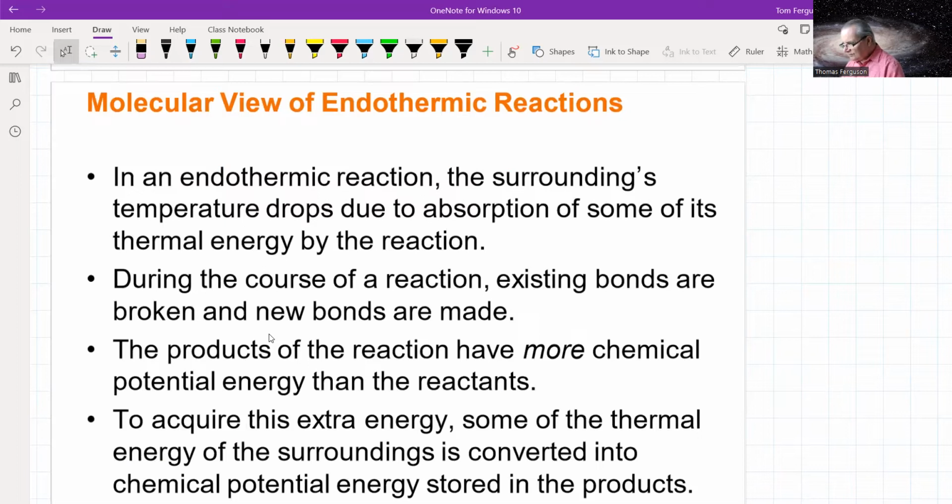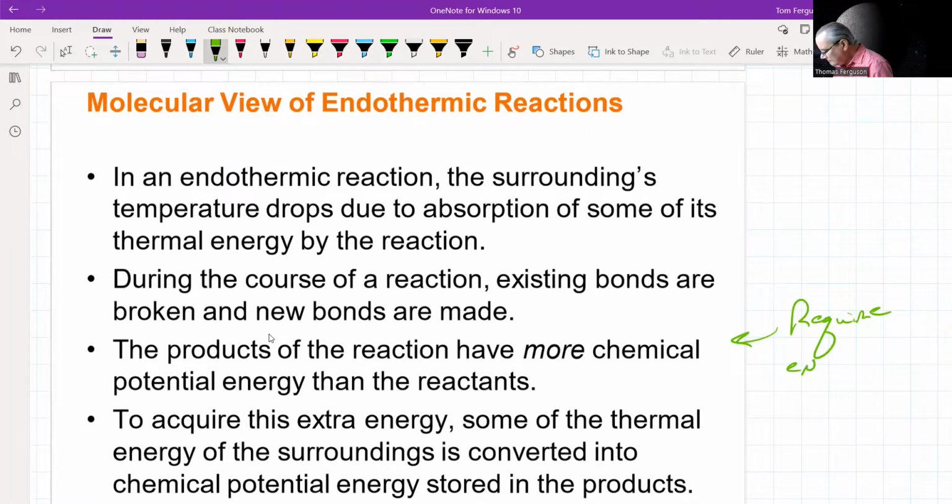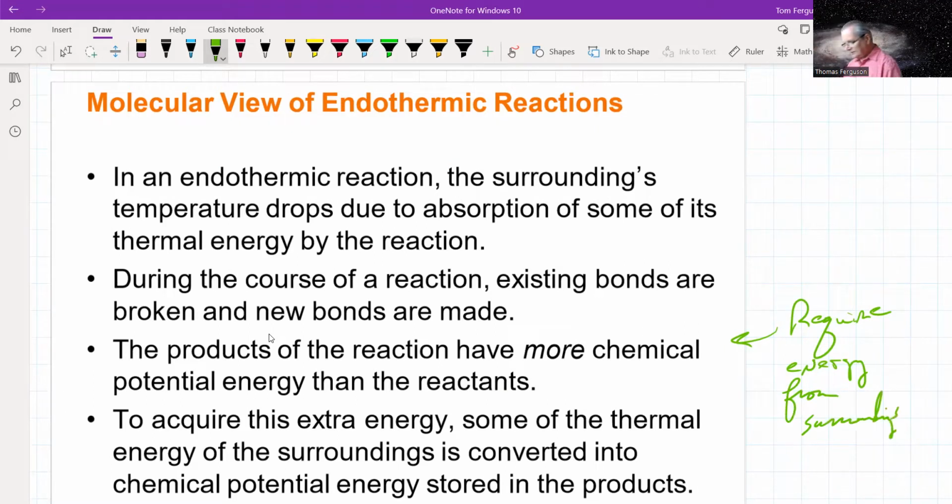Okay, this is a nice summary of what's going on in an endothermic reaction. Basically, when all the changes have been made, they require energy from the surroundings. It means a pull in energy. Hence, if you're holding the beaker, it's going to pull it from your hand, which makes your hand feel cold.